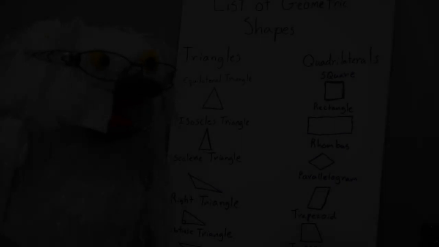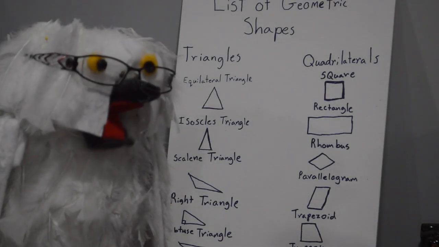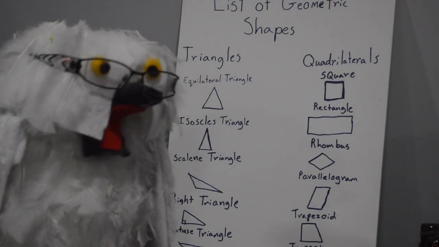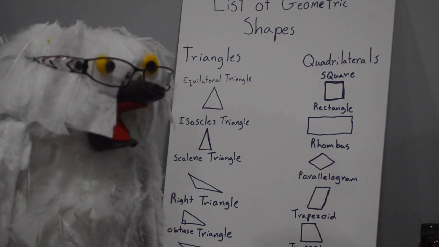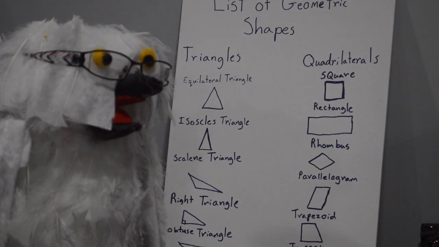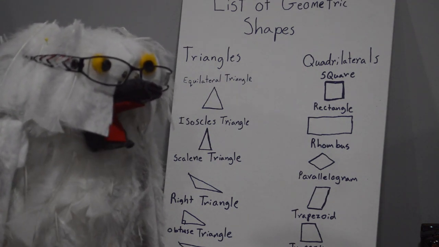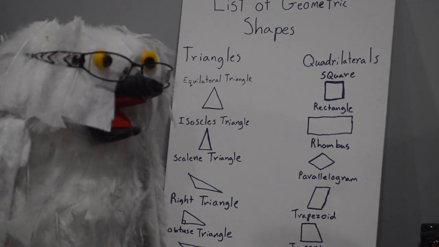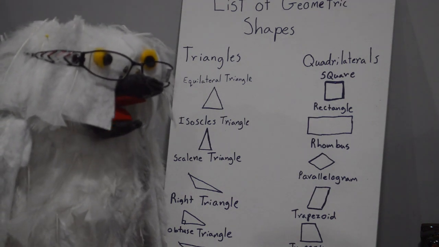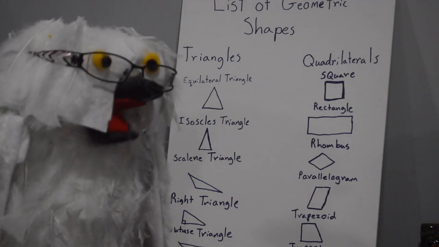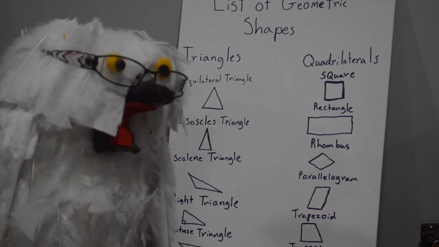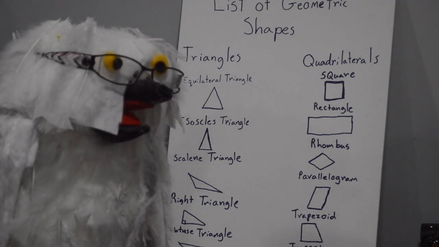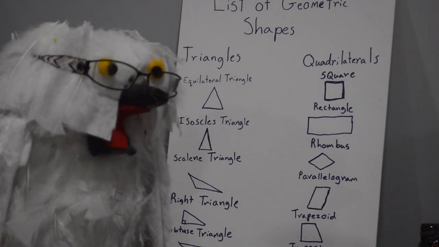Quadrilaterals are all 4-sided shapes. There are 6 quadrilaterals we will be covering today. The first two, I'm sure you already know, are a square, which has 4 equal sides and right angles, and a rectangle, which has 2 long sides and 2 short sides, each parallel to each other. That's pretty simple. The next 4 are a little more complex.